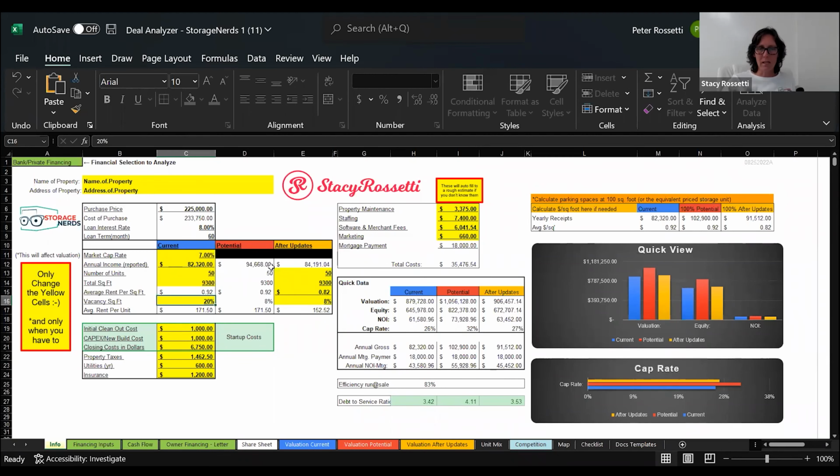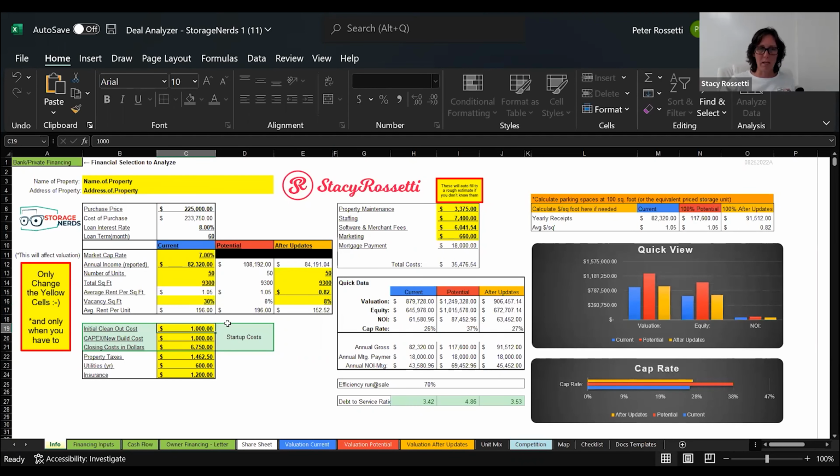But this is after updates, if you can increase the price per square foot, or increase the number of units if you could add on. This area, as you saw, has no area to add on, so we couldn't really calculate that. All we could do is change the price per square foot. Now you could see that I changed it to 20%.